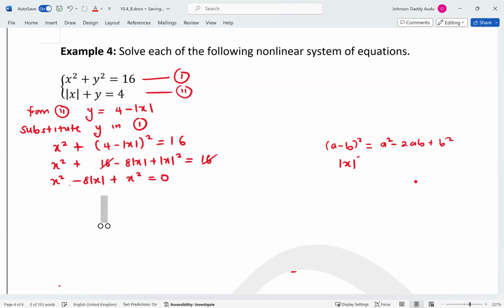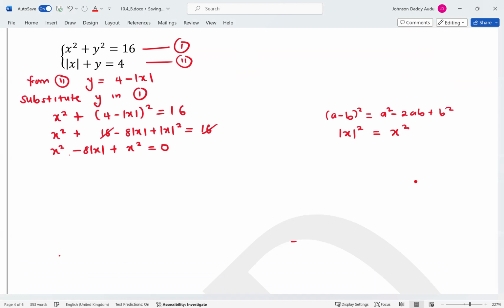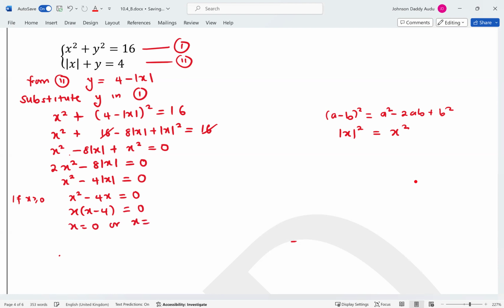Why? Because if you have absolute value of x squared, this is the same thing as x squared, since the power is even. Now, this is 2x squared minus 8 absolute value of x equals 0. You can divide both sides by 2, so you have x squared minus 4 absolute value of x equals 0. Now, here we have two cases. You have to consider when x is positive and when x is negative. So if x is greater than or equal to 0, we will have x squared minus 4x equals 0. Here we can take a common factor. So we have x equals 0 or x equals 4.